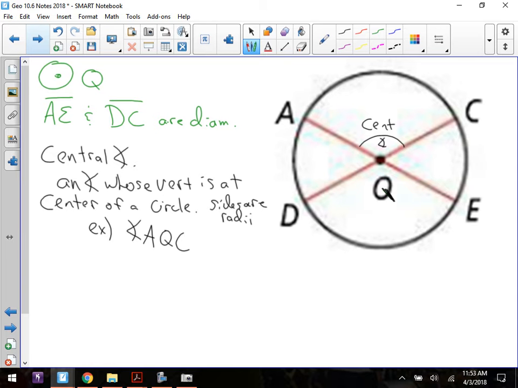Now, what I want you to notice is that the sides of that hit the circle at point A and point C. And it creates an arc. Okay? You guys know what an arc is, right? Curve, like an archway. An arc.